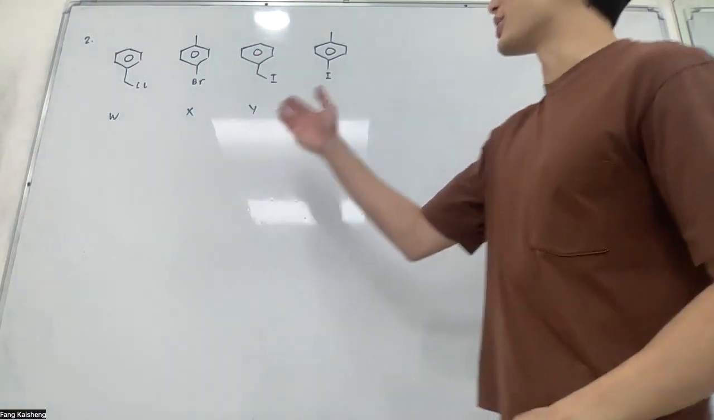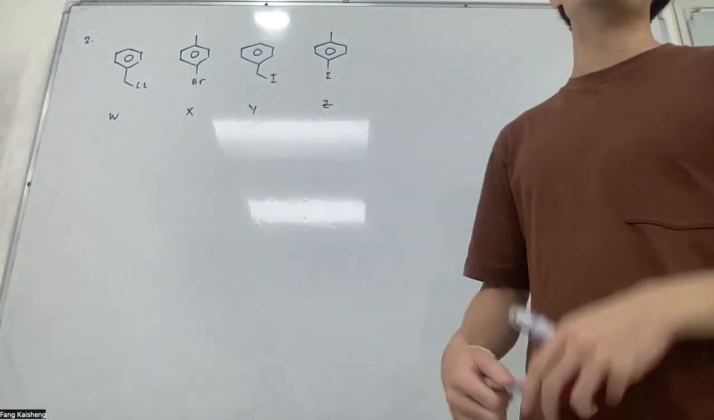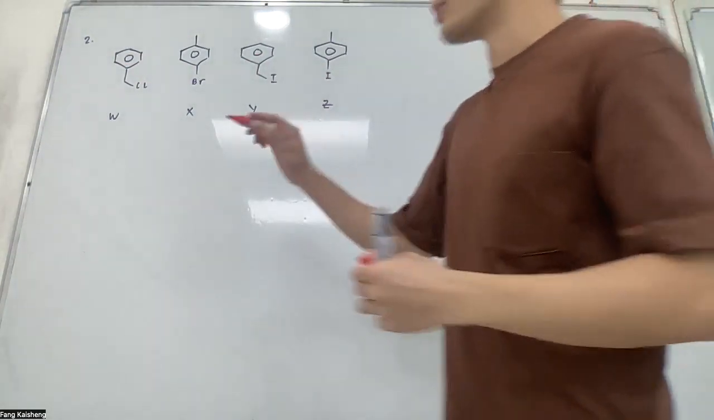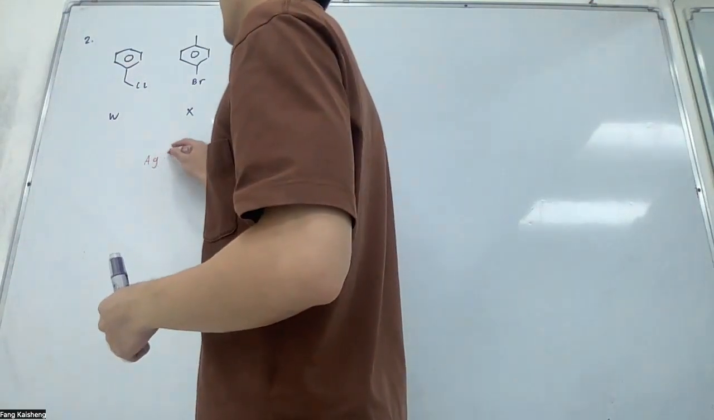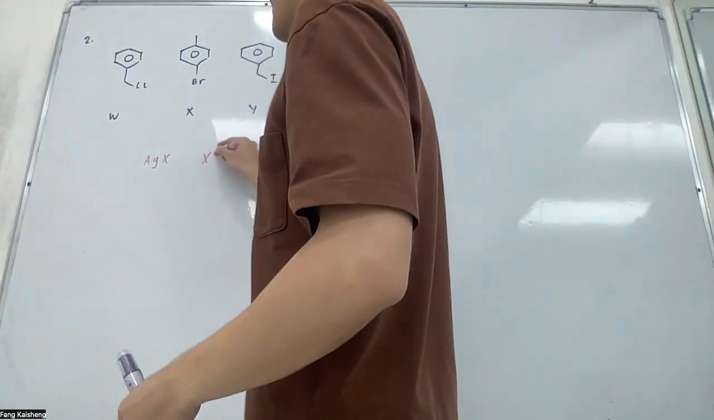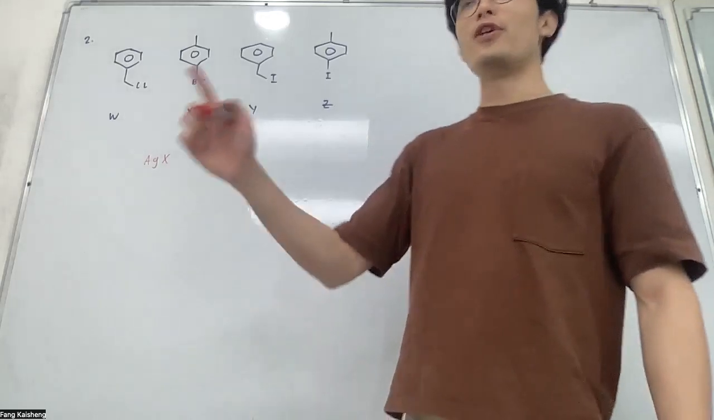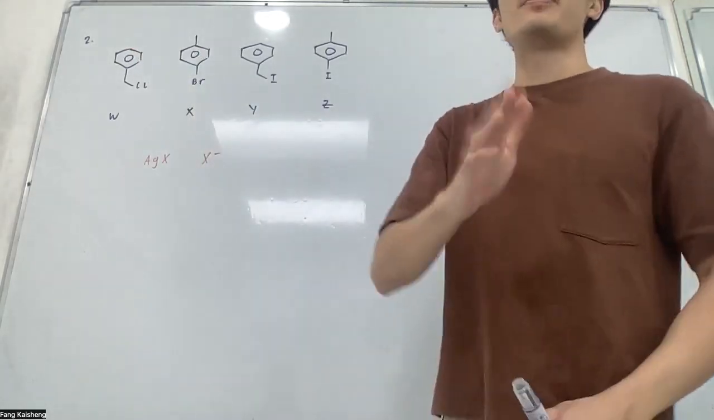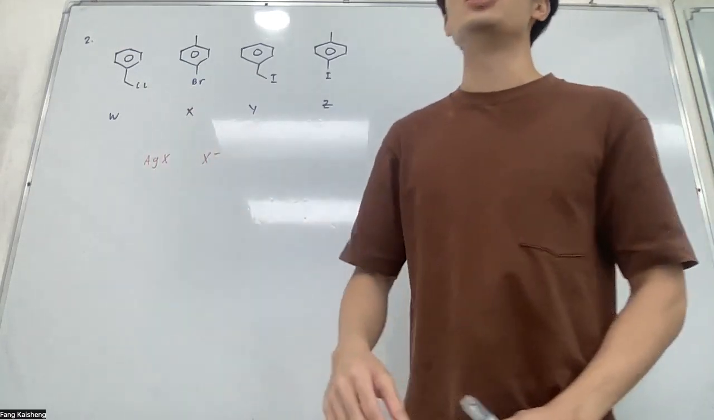Look at the structures here. Can you tell me which one can form the precipitate? If you want to form an AgX precipitate, first the halide ion must come out as X minus. For this to happen, the bond must break. So it's about whether the bond breaks or not, then you can form the AgX precipitate.